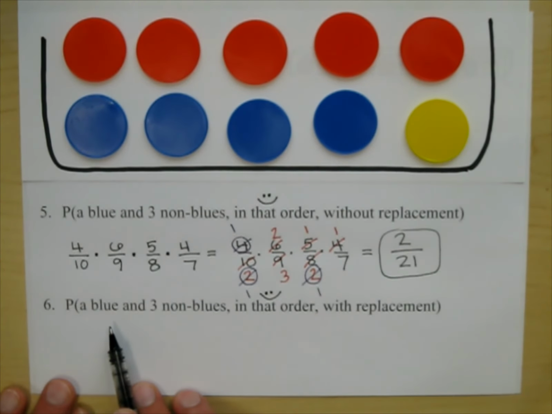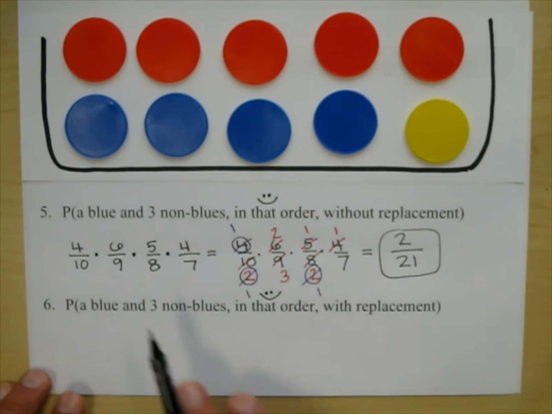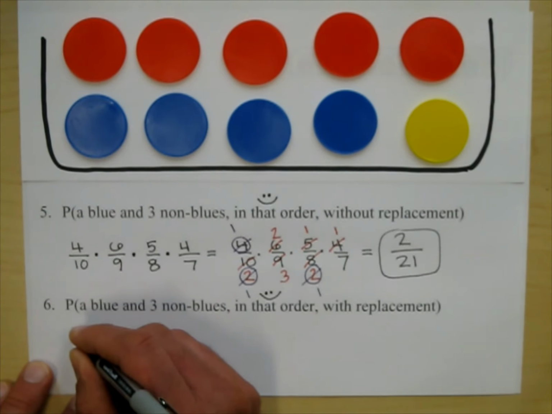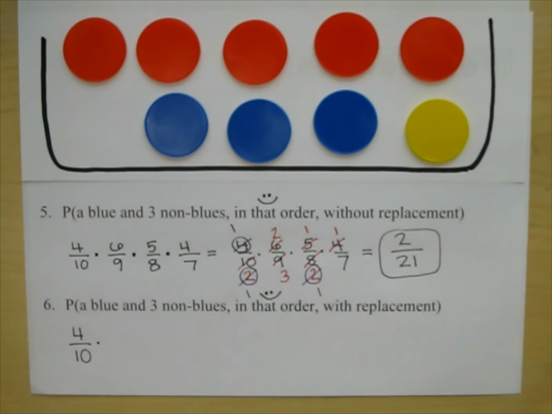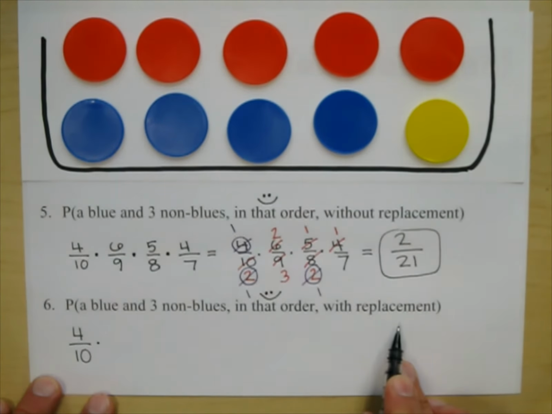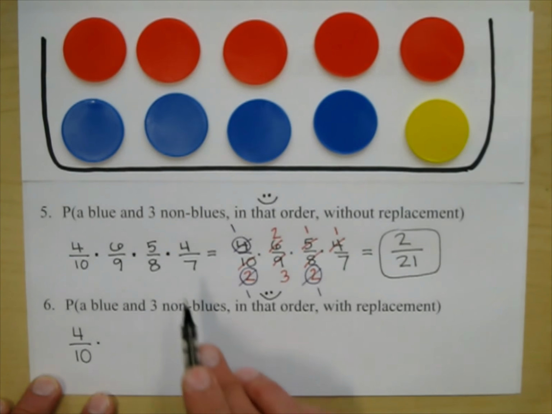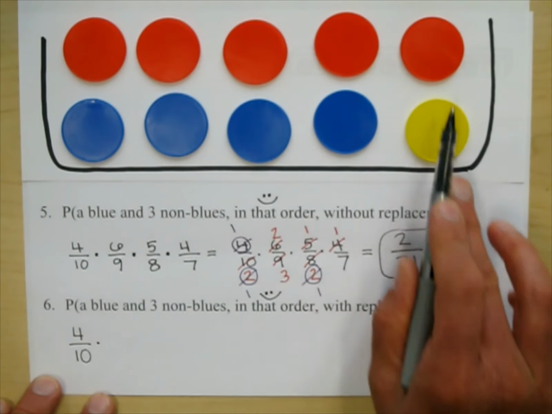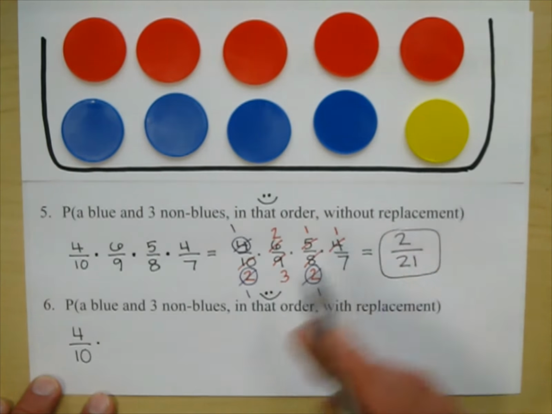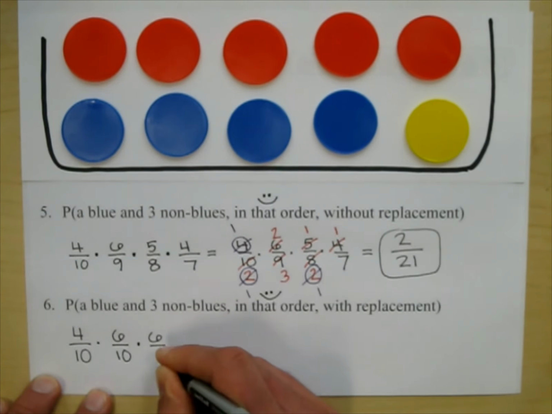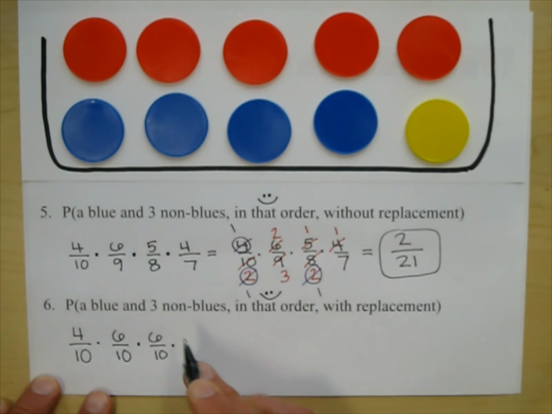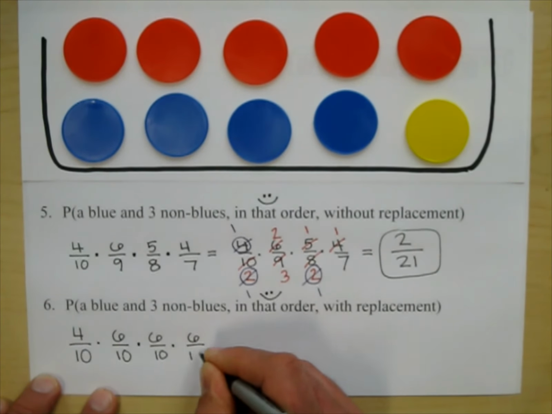What is the probability you pull out a blue and 3 non-blues, in that order, with replacement? So the probability of pulling out a blue is 4 blues out of 10 marbles in the box. Pull the blue out, and guess what? Put the blue back in because it says with replacement. What's the probability you pull out a non-blue? Well, there are 1, 2, 3, 4, 5, 6 non-blues out of 10. Pull out a non-blue, put it back in, do it again. 6 out of 10. Pull out the non-blue, put it back in, and then 6 out of 10.